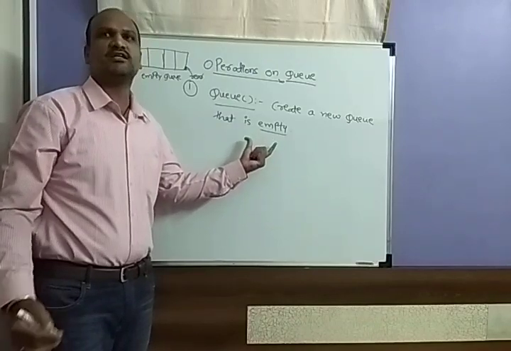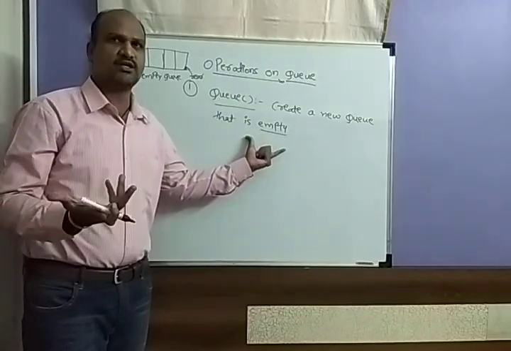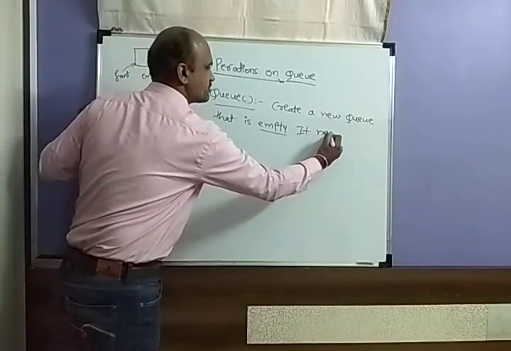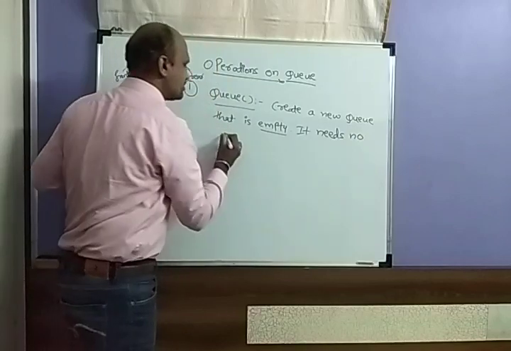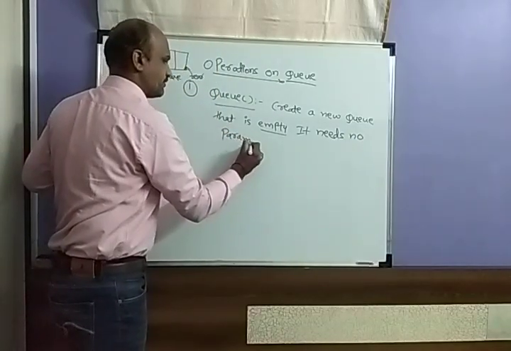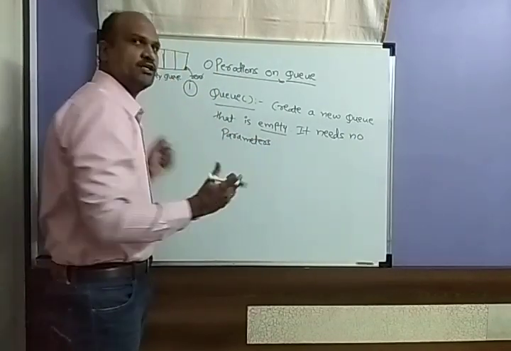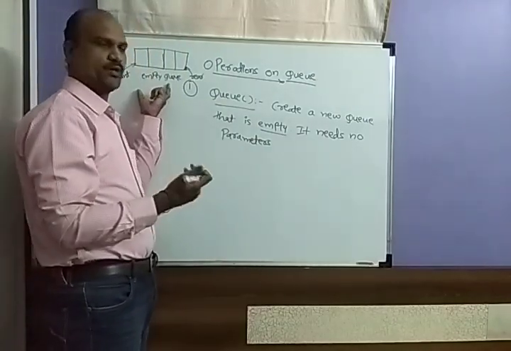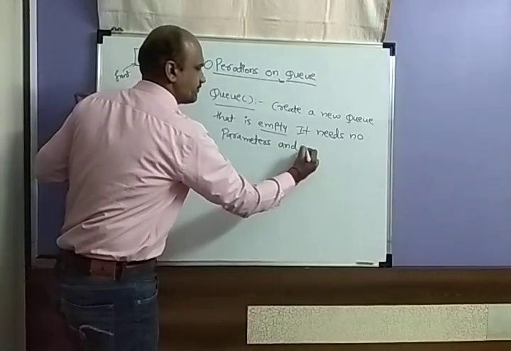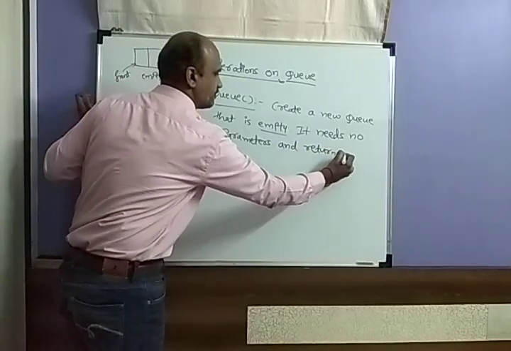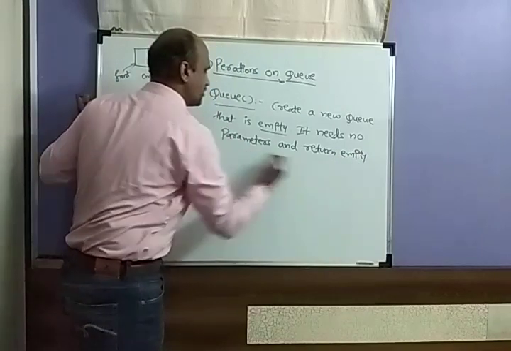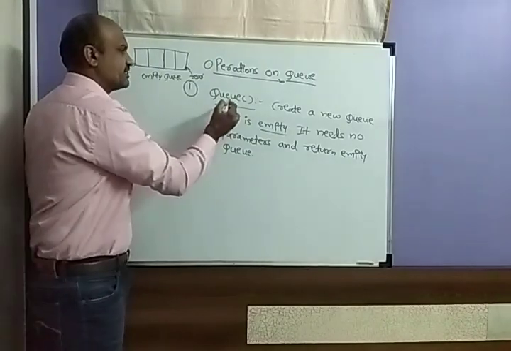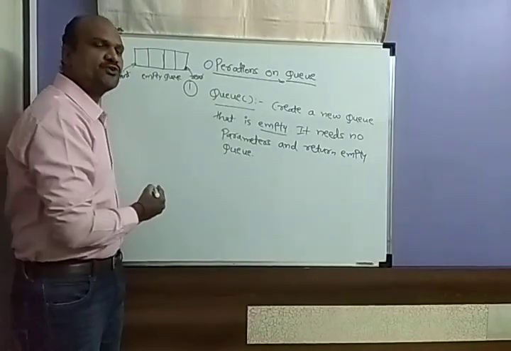When it is the first, it will create the empty queue. Here it needs no parameters and it will not have any return value, so it returns an empty queue. That is the first operation, creating the empty queue, that is Queue.